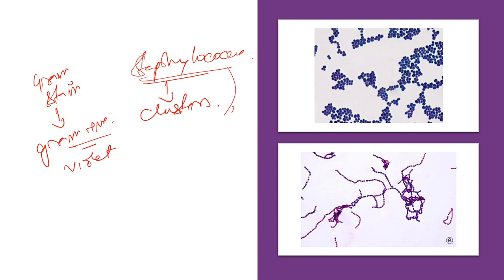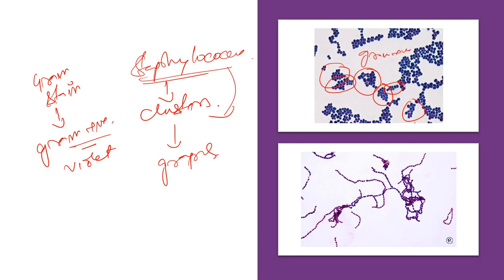Staphylococci kya hota hai? Clusters. Cluster matlab grapes ke jaise hote hai. See, you can see like a bunch of grapes. This is a bunch of grapes. So, Staphylococcus blue hota hai, violet hota hai, because they are gram positive.